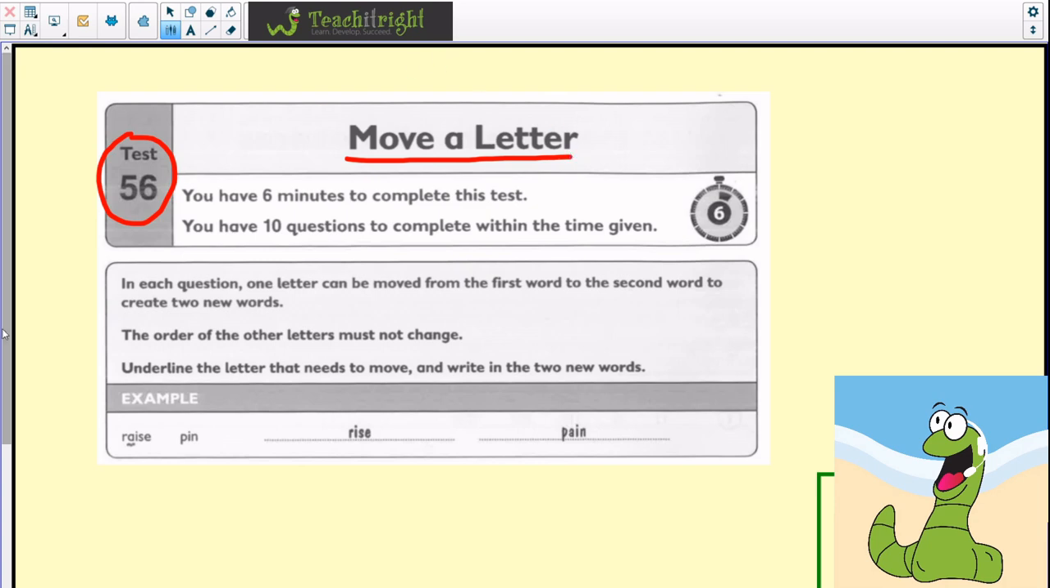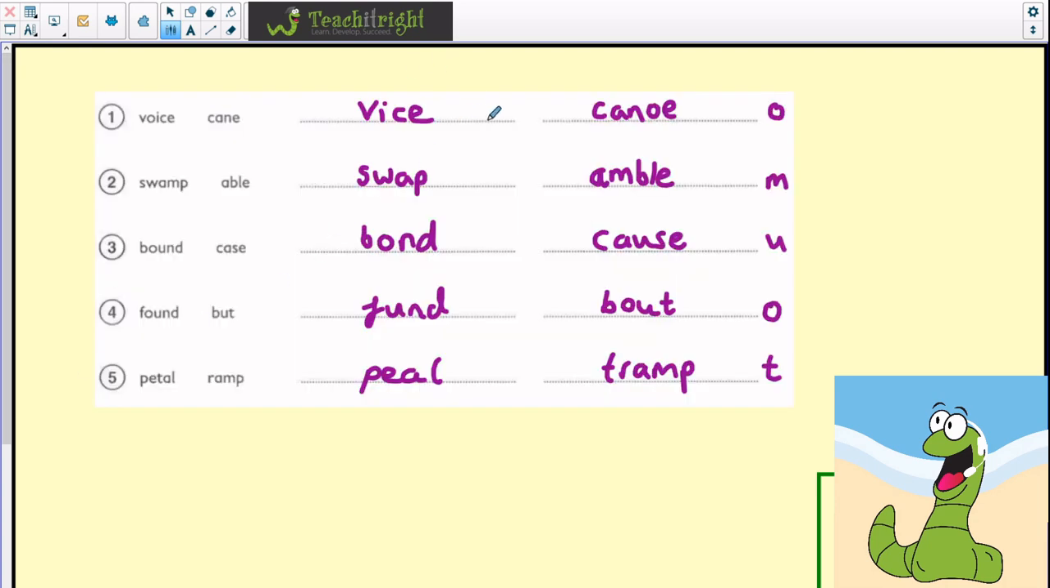And let's go down through and have a look at these. So we've got voice and cane becomes vice and canoe. So it was actually the O that was moving. And then we've got swamp and able becomes swap and amble. Amble, to walk, so it's the M.